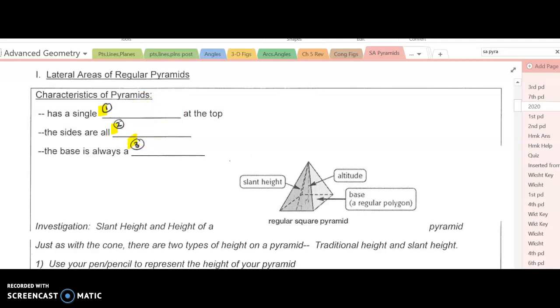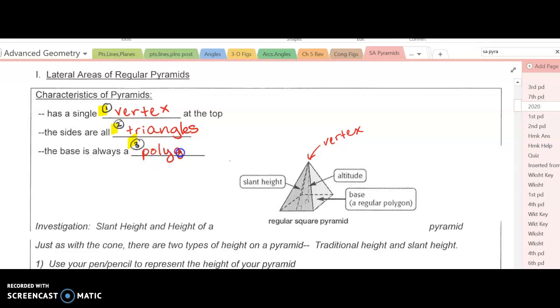Okay, so first of all, this first pyramid, which is our shape for the day, we're doing lateral area and surface area of pyramids, has a single vertex. It has that single point at the top. Sometimes it's called an apex, but we're going to call it a vertex at the top. All of the sides, if you hadn't noticed, are triangles as opposed to rectangles like the prism. And the base is always going to be a polygon.